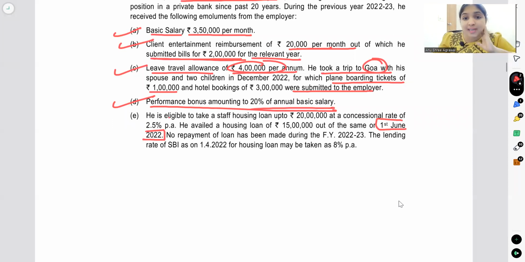So first of all, this is a taxable perquisite, guys. Yes, so it is a taxable perquisite. And how much interest are we paying? 2.5%. But what is the SBI lending rate? SBI lending rate is 8%. So clearly we are getting a benefit. How much benefit are we getting? What is the difference? The difference of 5.5% we're getting as a benefit. So that's going to be a taxable perquisite.